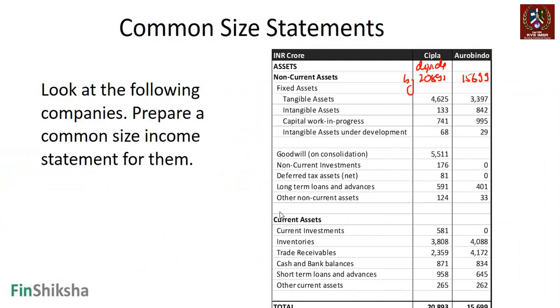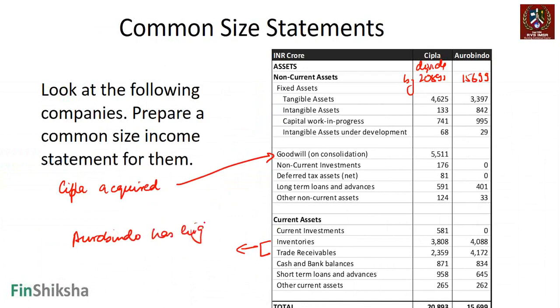So the first thing is Cipla seems to have acquired some firm, and that's why the goodwill comes here. The second piece of information is about inventory and trade receivables, which is Aurobindo has higher inventory and receivables, right? And that's based on a proportion of the total numbers in terms of total assets.